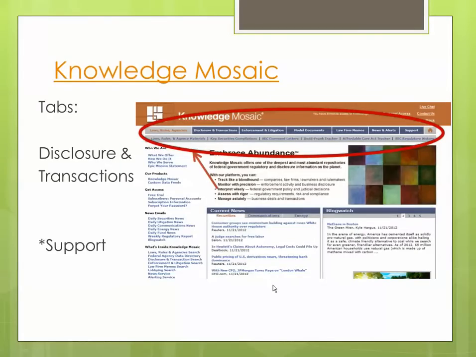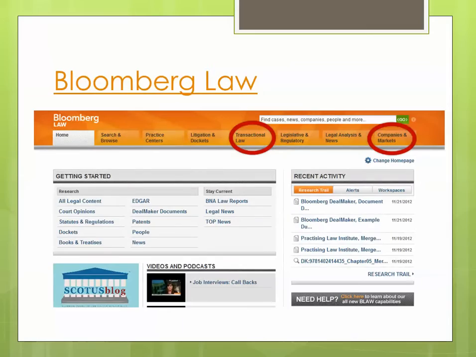Okay, so that was a little bit about using Knowledge Mosaic. On Bloomberg Law, there are going to be 2 different tabs we're going to use if we're a corporate associate most often, and that's going to be companies and markets or transactional law. And we won't run a full-blown search like we just did, but let's go out to Bloomberg Law and look at these 2 resources.